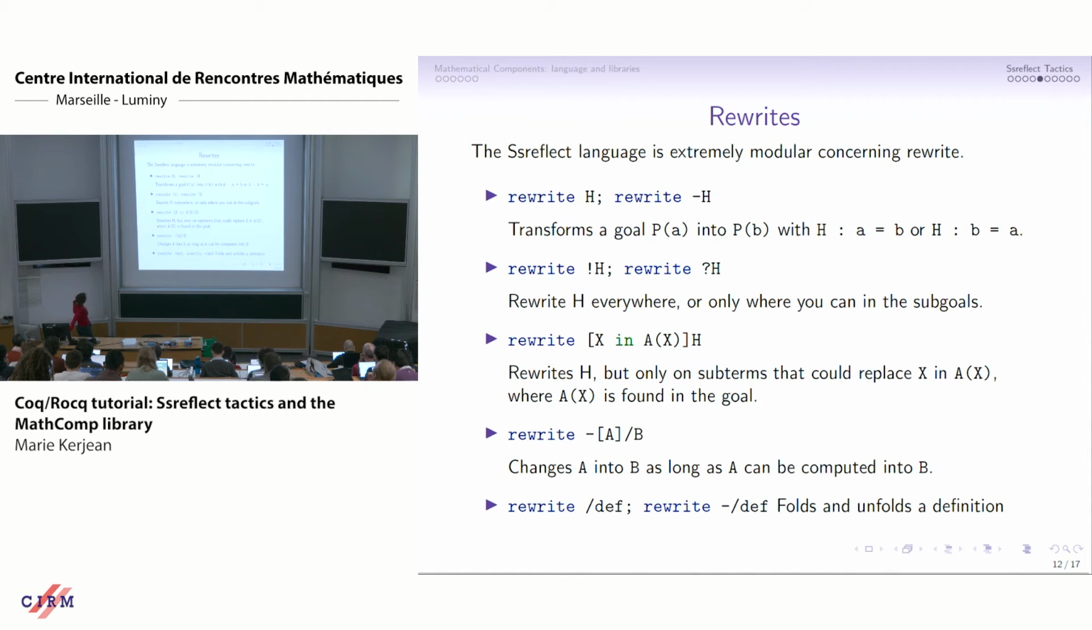So what can I do? I can do a lot of things. I can rewrite on one side, rewrite on the other side. I can rewrite always, which is the exclamation point. I can rewrite maybe, only if I need to. I can rewrite in a pattern, meaning I can say, hey, can you rewrite exactly in the expression that looks like that, in a very small part of my goal. I can compute, I can use rewrite to do computations.